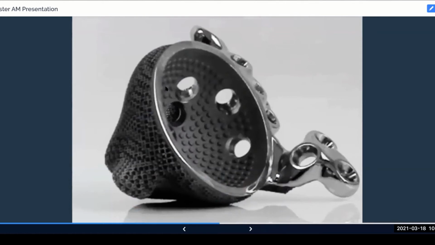So this is a hip cup. The important thing here is actually this lattice on the back side. If you look at this, you can see there's some small holes, there's some big holes. That actually permeates through. It's a three-dimensional lattice. Again, impossible to make any other way aside from 3D printing.